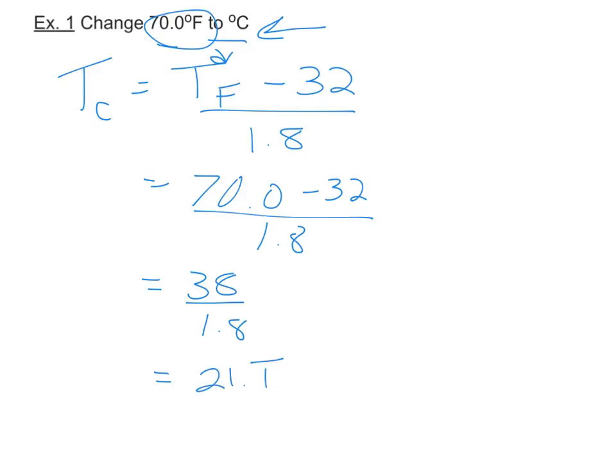Okay, and here's an important piece. This will be in degrees Celsius, so the units are very important, so make sure you include that. But we had 3 significant digits up here, so 1, 2, 3. So that means that we should put our answer in 3 significant digits, so 21.1 degrees Celsius.